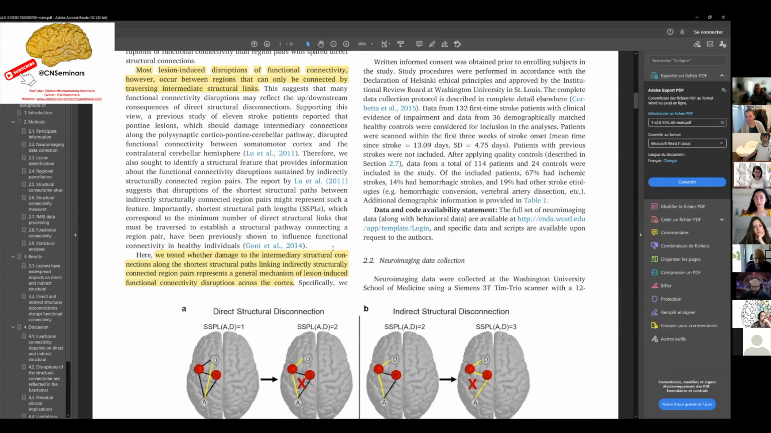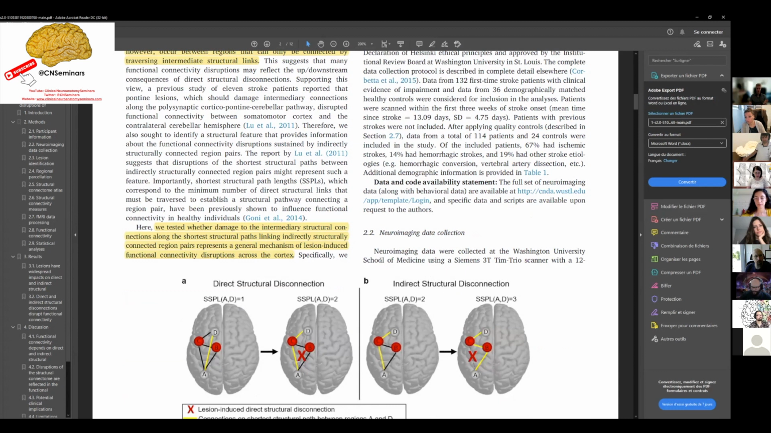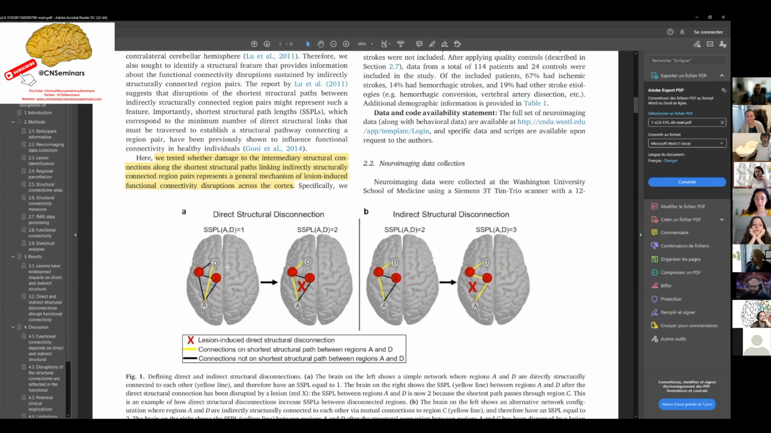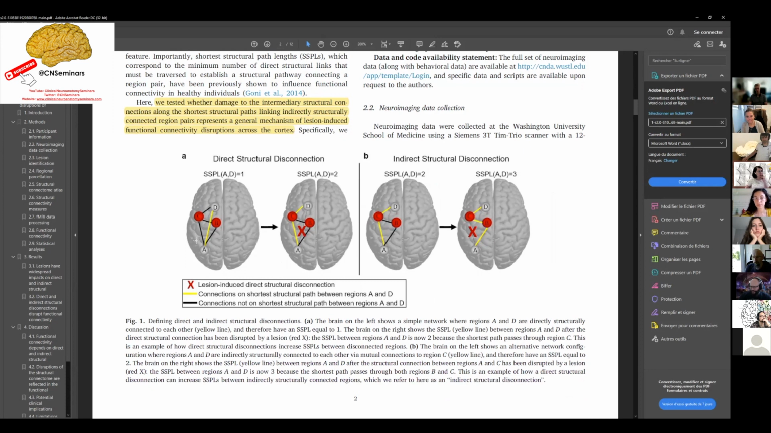So now to the paper. What they did was to look at specific measures. For example, one of them is what they call SSPL, the shortest structural path length. It's the shortest path linking two brain regions. So for example, here between region A and D, you have a direct path. So it's an SSPL of one.